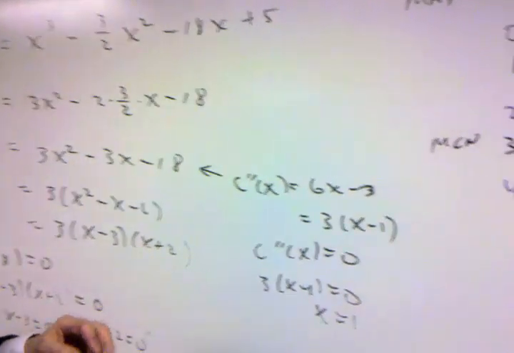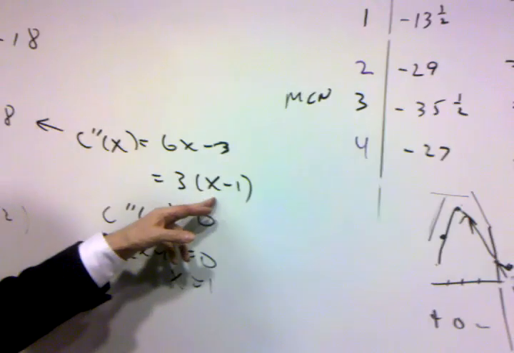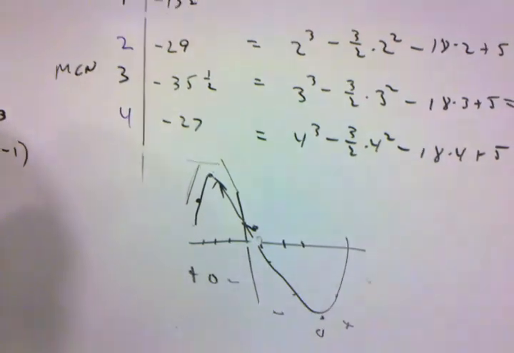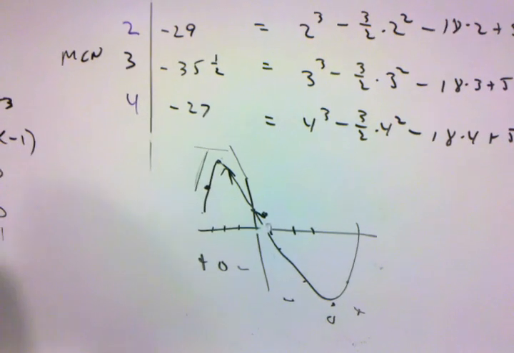And finally, we see the point of inflection is right here. With the second derivative of 0, that's somewhere between the two. It changes from concave down to concave up, point of inflection at 1. All right, that's a good problem.